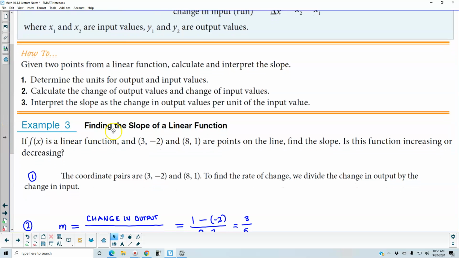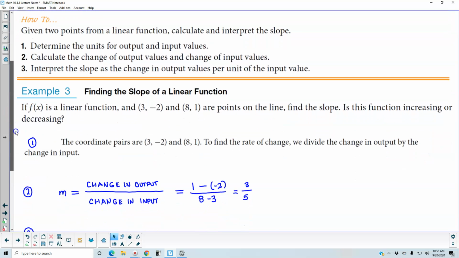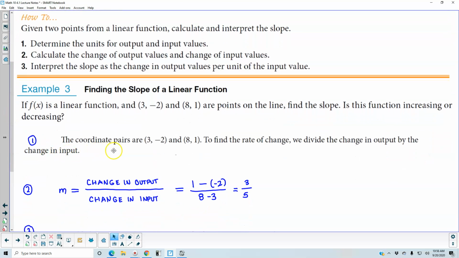So for example 3, we're finding the slope of a linear function. If f(x) is a linear function, and (3, -2) and (8, 1) are points on a line, we want to find the slope, and then answer the question: is this function increasing or decreasing? So that's step 1. The coordinate pairs are (3, -2) and (8, 1).